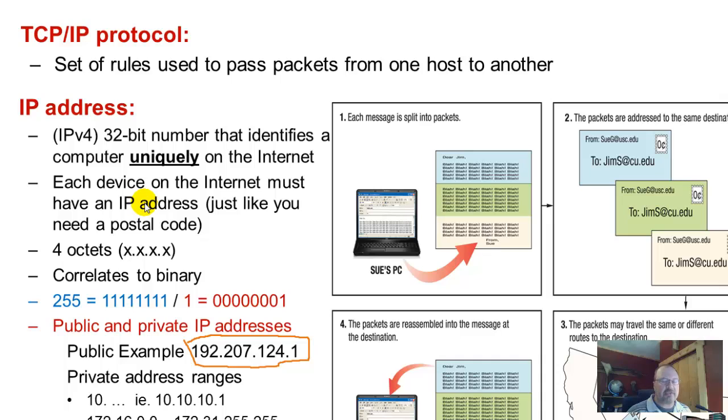An IP address is referred to as a software address. A hardware address is also called a MAC address, Media Access Control Address, and that's actually built into the hardware of your computer. It identifies the vendor and the serial number of the particular device that you're using. Your phone has a MAC address. Your phone has an IP address.